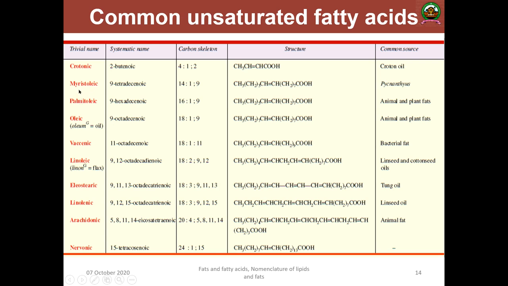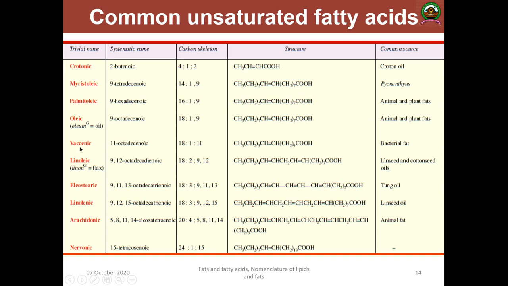Next one, myristoleic acid, that is 9-tetradecenoic acid, 14:1:9, which means 14 carbon atoms and one double bond starting from position 9. Here also, 4 carbon atoms, one double bond starting from 2, as you can see. Then palmitoleic acid, 9-hexadecenoic acid, has 16 carbon atoms in total. There is only one double bond, present at the 9th position. That is found in animal and plant fat.